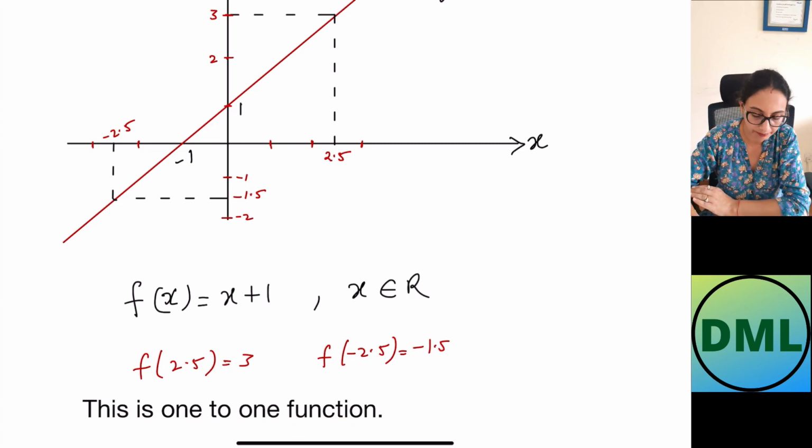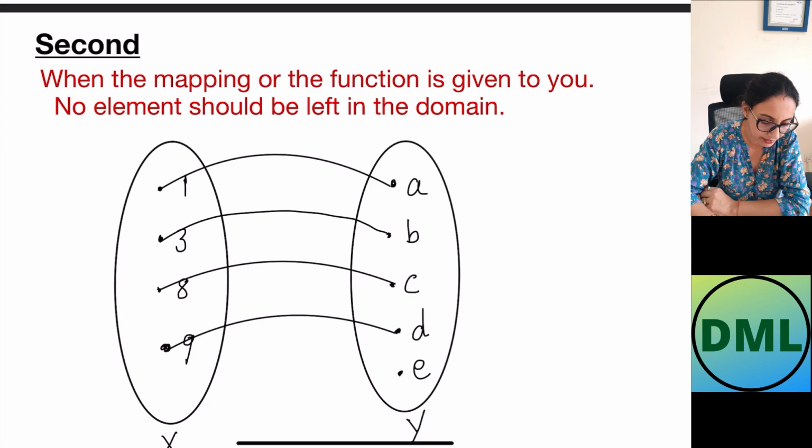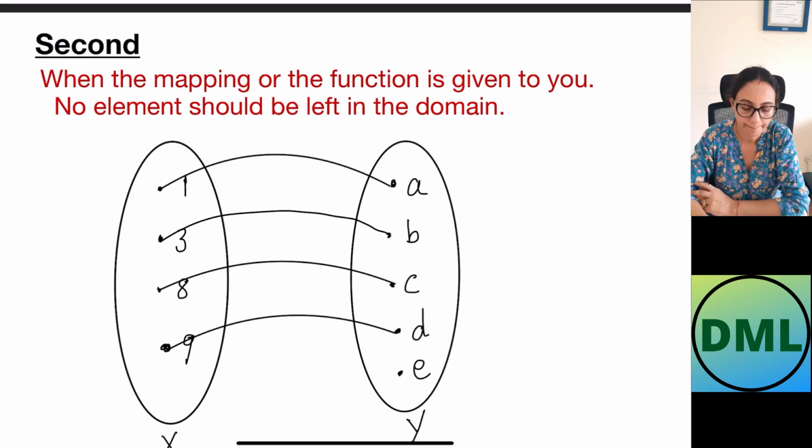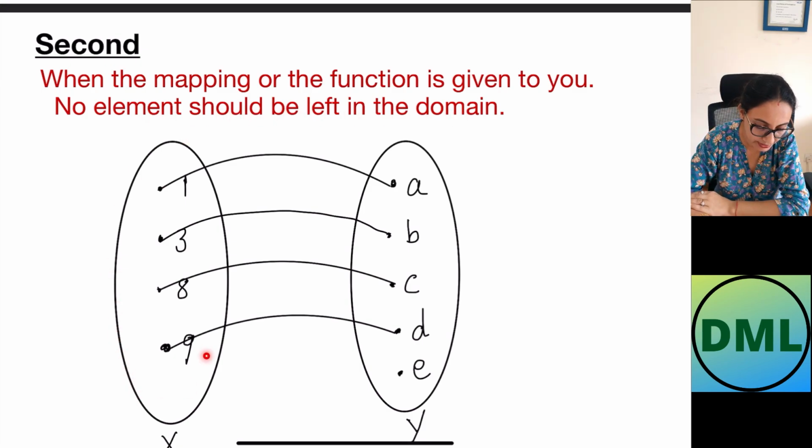Now let's see the second method. In the second method, the mapping is given to you, as you can see from the diagram. When the mapping or the function is given to you, there should not be any element left in the domain. These are the two sets you have, x and y. The elements of x are 1, 3, 8 and 9. The elements in y are a, b, c, d, e.